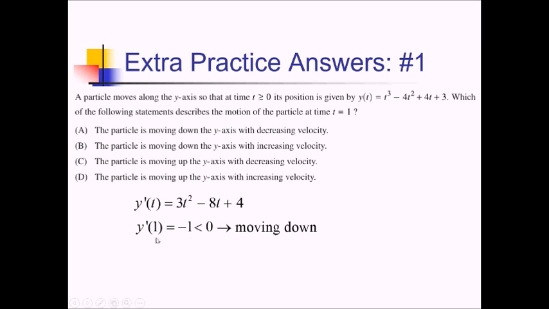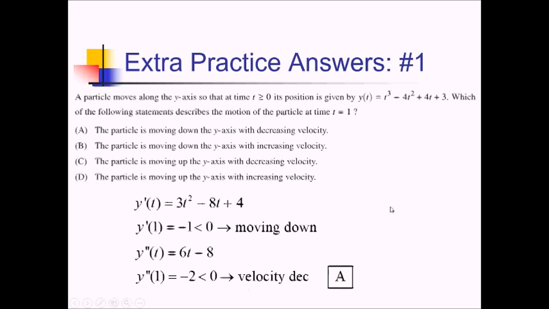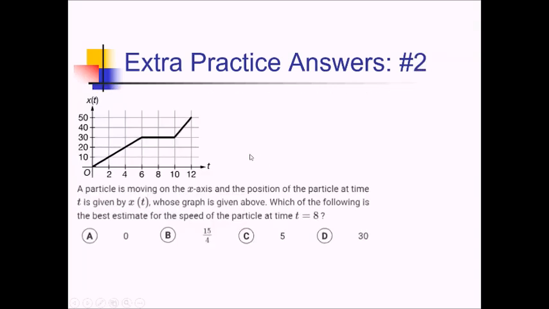All right, so to figure out if our velocity is increasing or decreasing, we next need to look at the rate of change of velocity, which is going to be y double prime. So that's going to be 6t minus 8. Now if we plug 1 into y double prime, that comes out to 6 minus 8, which is negative 2. Since that is negative, that tells us that the velocity is decreasing at time 1. So we're moving down, decreasing velocity. That's choice A.